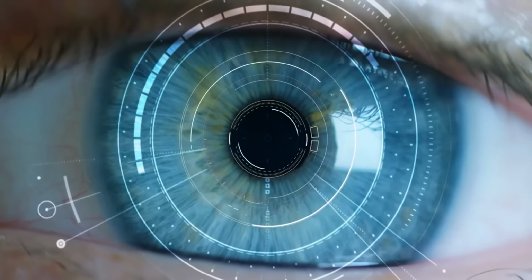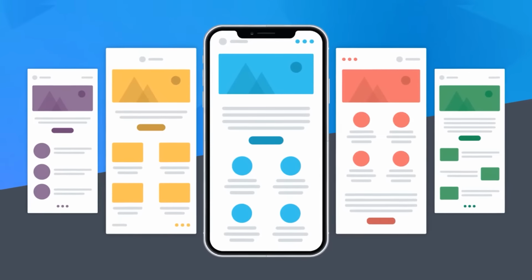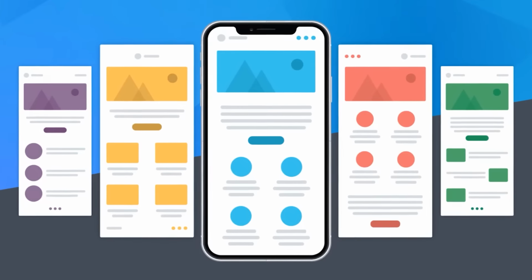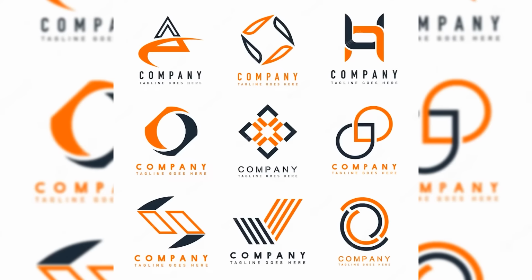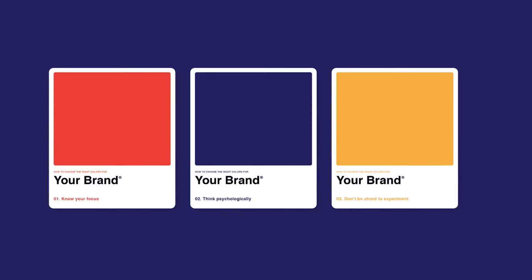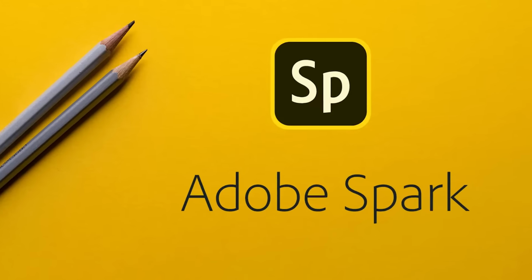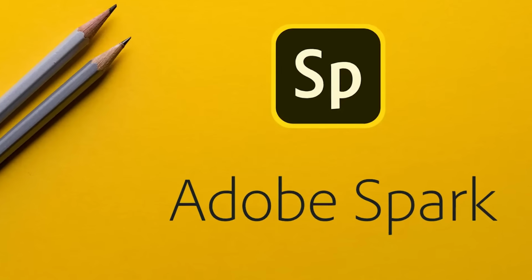It should also be easy to navigate and visually pleasing to the eye. Most ESPs offer a range of email templates that you can customize to fit your brand and message. You can add your logo, brand colors, and other elements to make your email stand out. You can also use design tools such as Canva or Adobe Spark to create your own custom email templates.